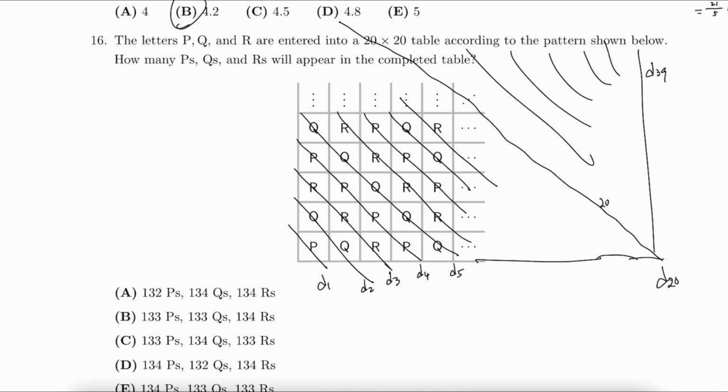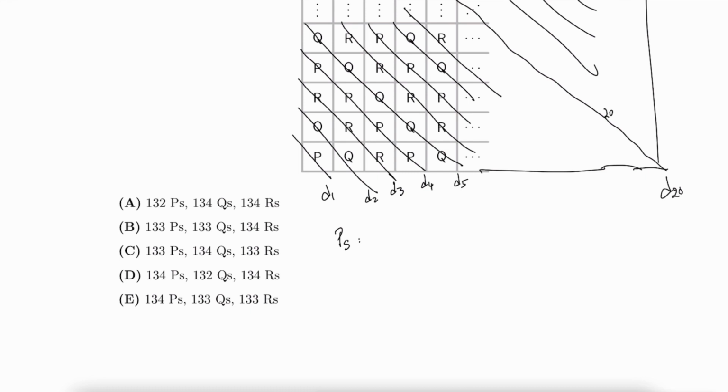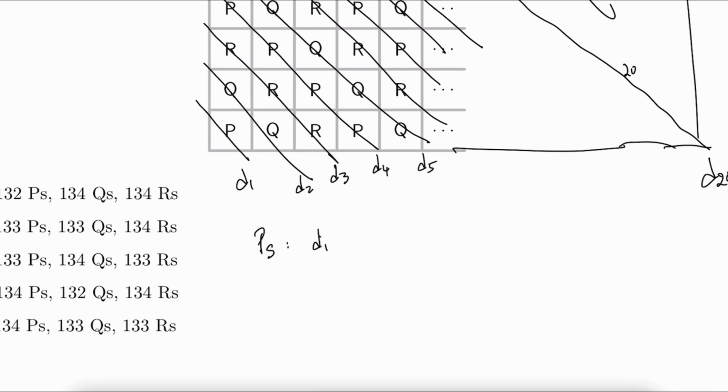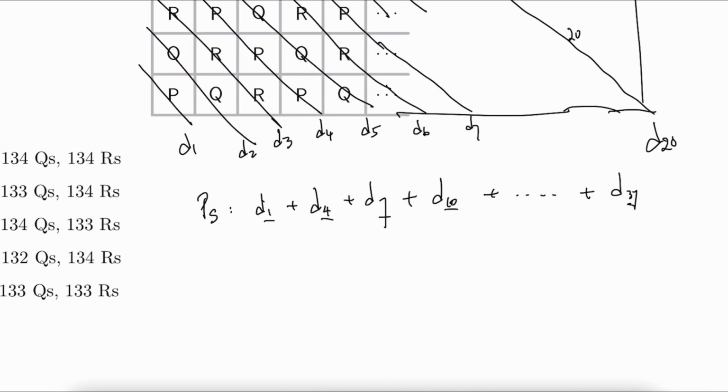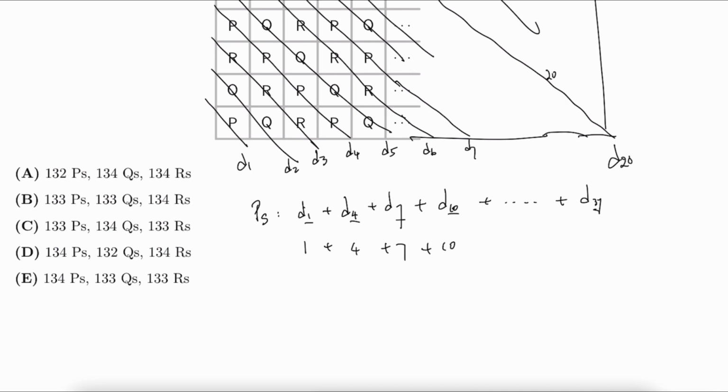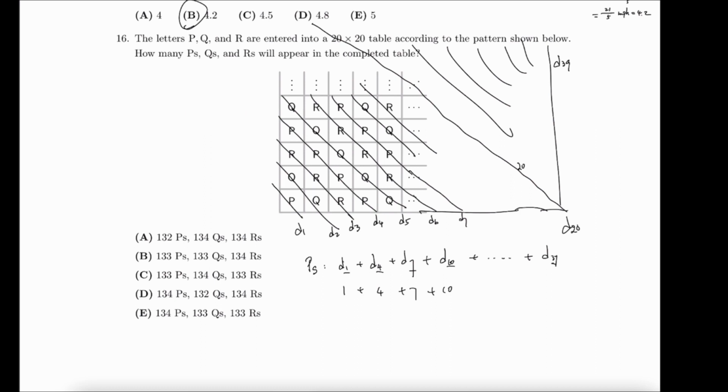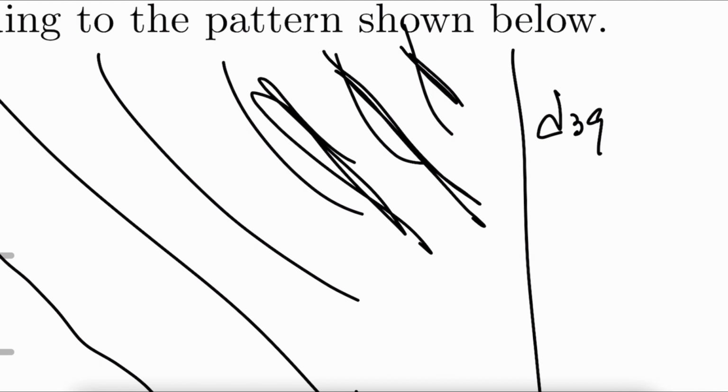All right, so now, for the number of P's, we just want to calculate the length of diagonal 1, plus diagonal 4, plus diagonal 7, because that is going to be diagonal 6, diagonal 7. As you can see, it's just going to be plus 3, diagonal 10, plus dot dot dot, plus diagonal 37, because all of these are a remainder 1 when divided by 3. Alrighty. So diagonal 1 is going to just be 1, diagonal 4 is going to be just 4, diagonal 7 is going to be just 7, and so on and so forth. However, once we reach 20, the thing changes. For diagonal 39, we have 1, 38, we have 2, 37, we have 3. So diagonal 37 would actually be 3.